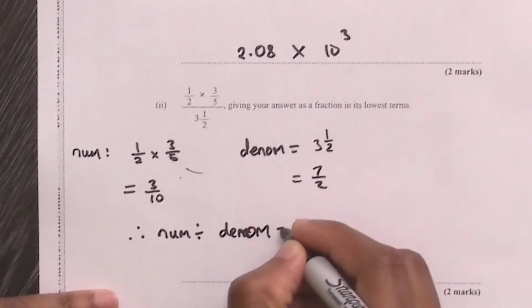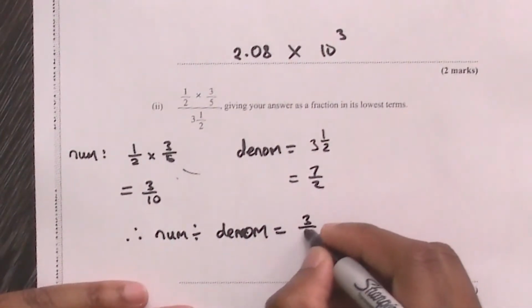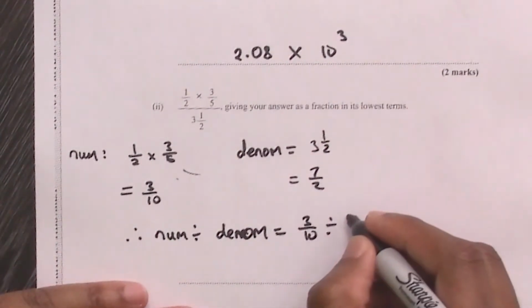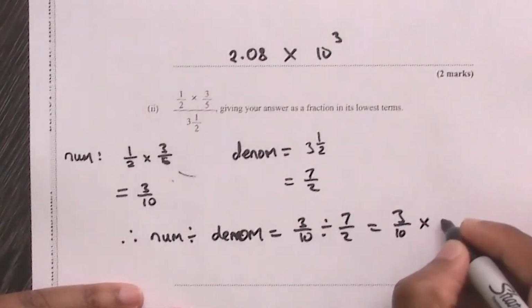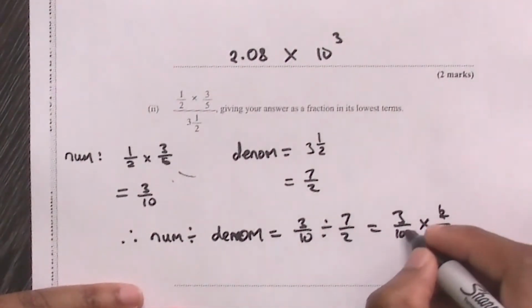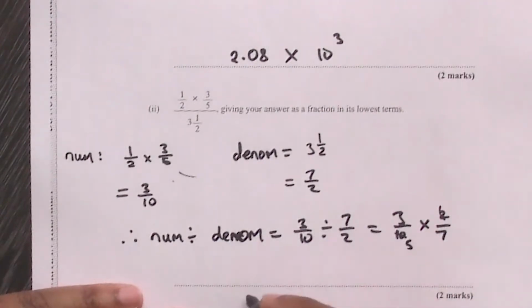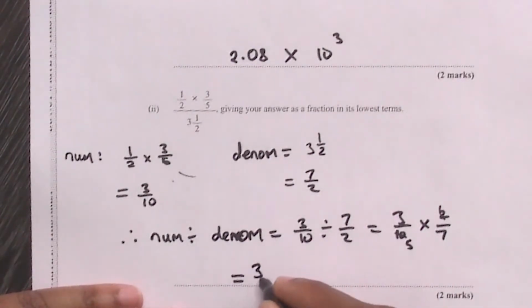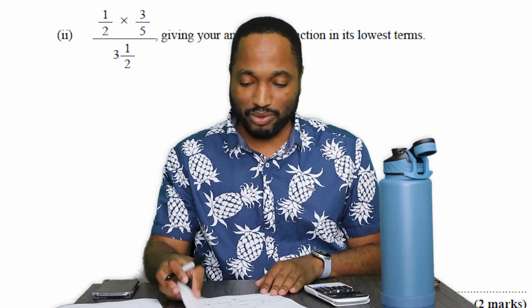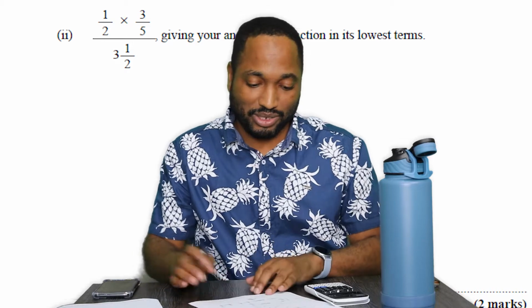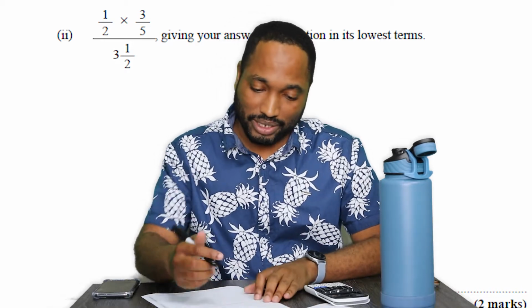The numerator divided by the denominator is going to be 3/10 divided by 7 over 2. This is the same as 3/10 multiplied by 2 over 7. 5 times 7 is 35. I'm getting 3 over 35. We'll double check that while we're editing because I was interrupted by a phone call. Alright, so that's one part done.